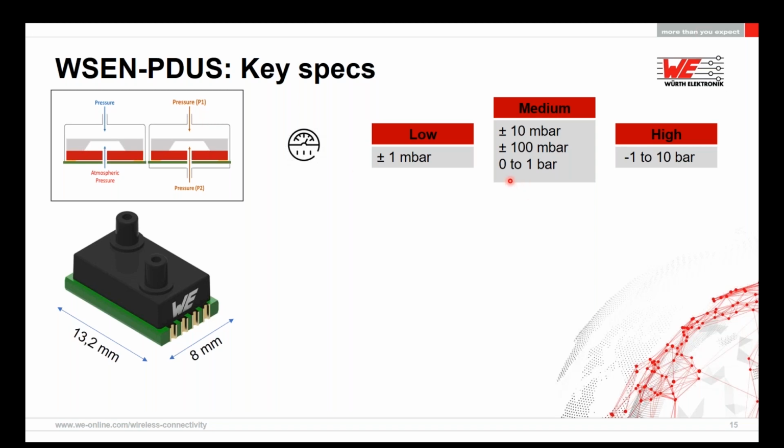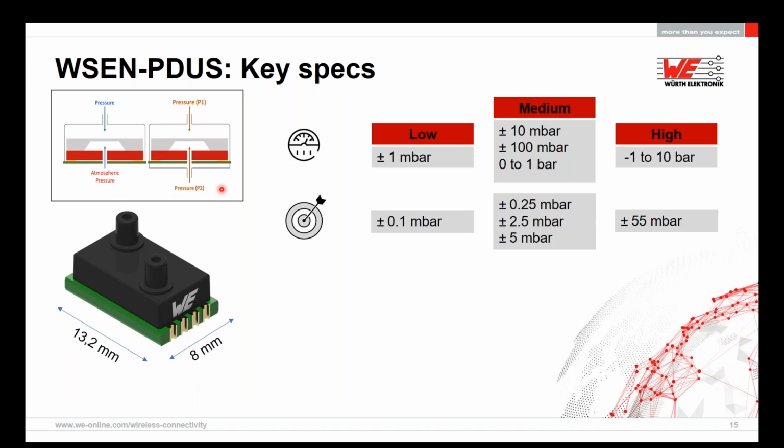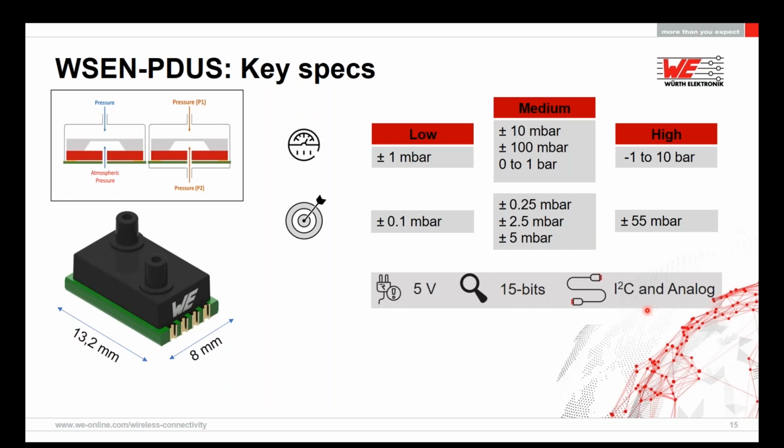On the other hand, the remaining two sensors, 0 to 1 bar and minus 1 to 10 bar, are only calibrated in one direction. That means that port P1 must always be at higher pressure than port P2. The accuracy of the sensor, you can see here, is the absolute accuracy, which is compensated for the whole temperature range. The sensor works on 5 volts. The 15-bit resolution is also valid for pressure as well as temperature data. And as mentioned, the I2C and analog interfaces are available for this sensor.